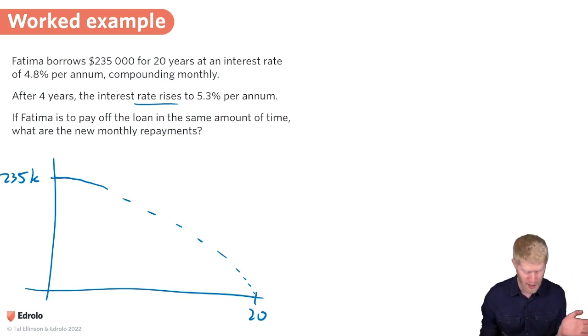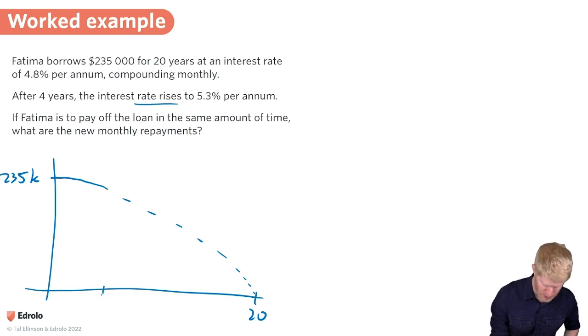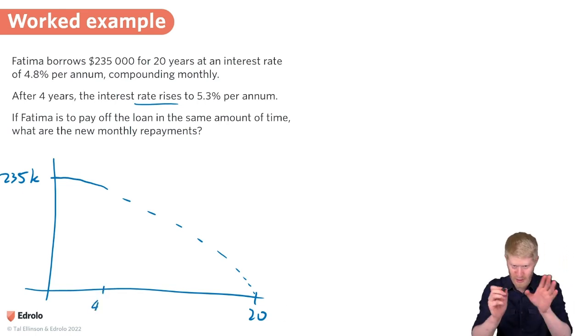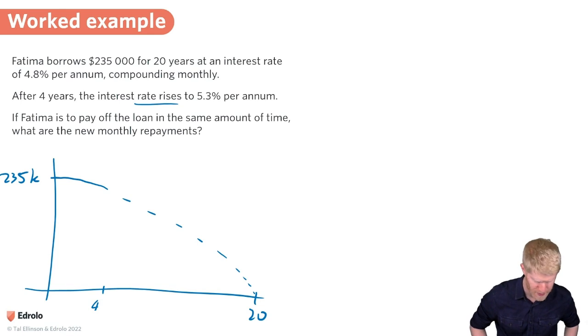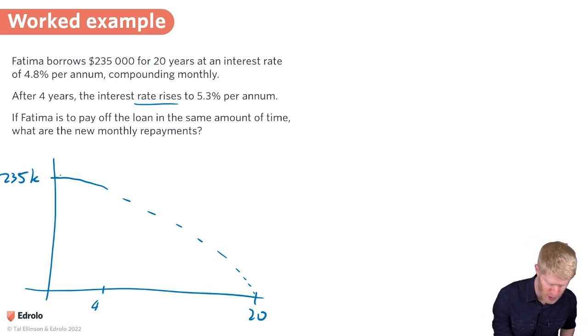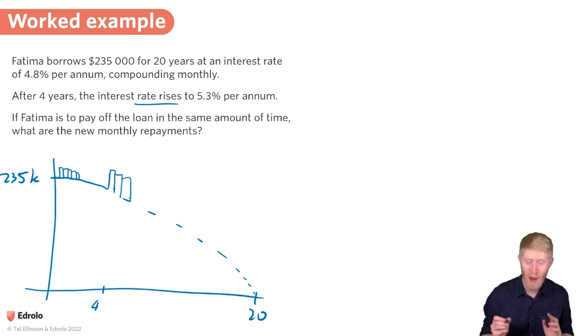She was going to be paying off the money, and at 20 years' time, she was going to get down to 0. At 4 years, the scale's not perfect, but the idea still works. Something's changing. Previously, she paid off principal, interest, principal, interest. Now the interest is going higher. Her principal needs to be larger to get to whatever the new drop's going to be. So our principal is changing.